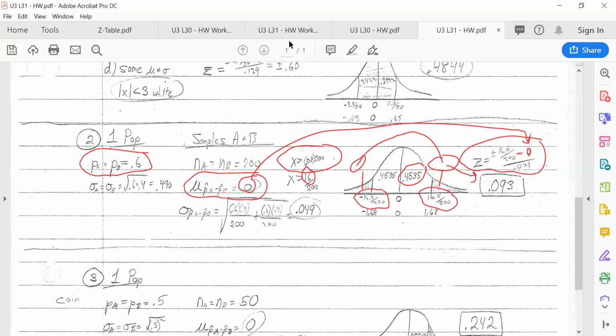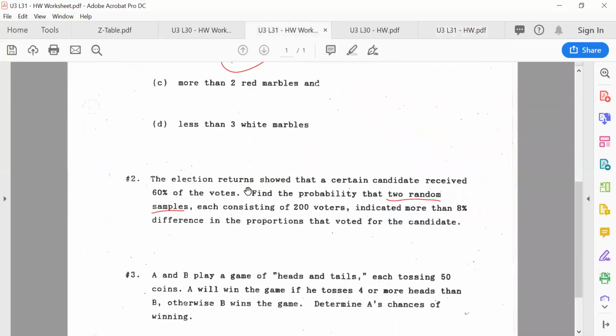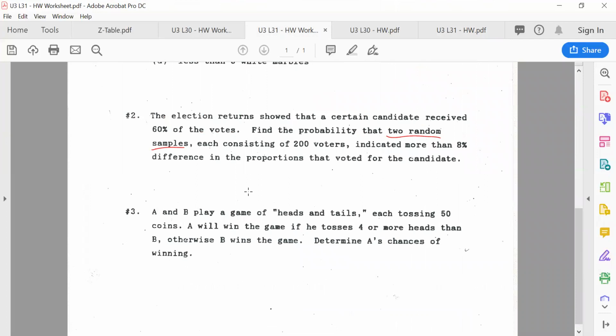Last, but certainly not least, number 3. A and B play a game of heads and tails, each tossing 50 coins. A will win the game if he tosses 4 or more heads than B. Otherwise, B wins the game. Boy, this sounds like fun. Determine A's chances of winning.